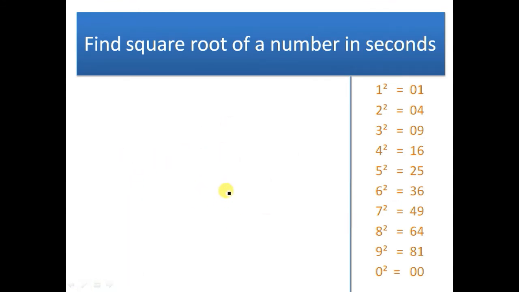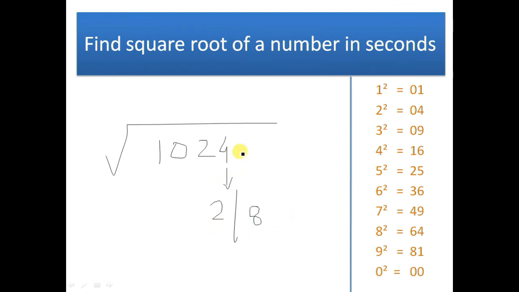I request all the viewers to pause the video and try some of these. Let us try out the last problem, 1024. Again 4 is the last digit, that makes 2 or 8 the options. Again we strike out the last 2 digits. The perfect square nearest to 10 and smaller at the same time is 9. 9 has square root 3, so 3 is one part.